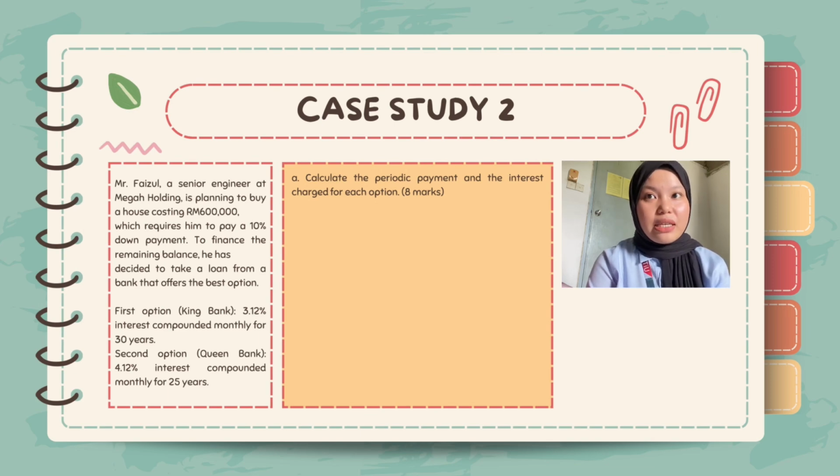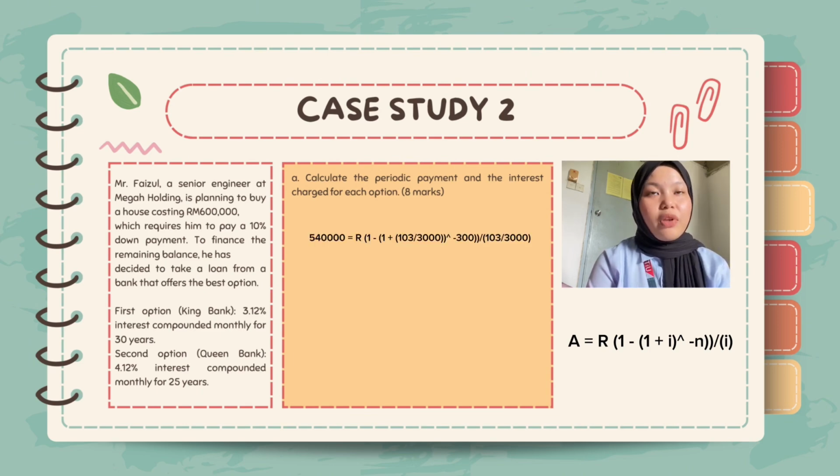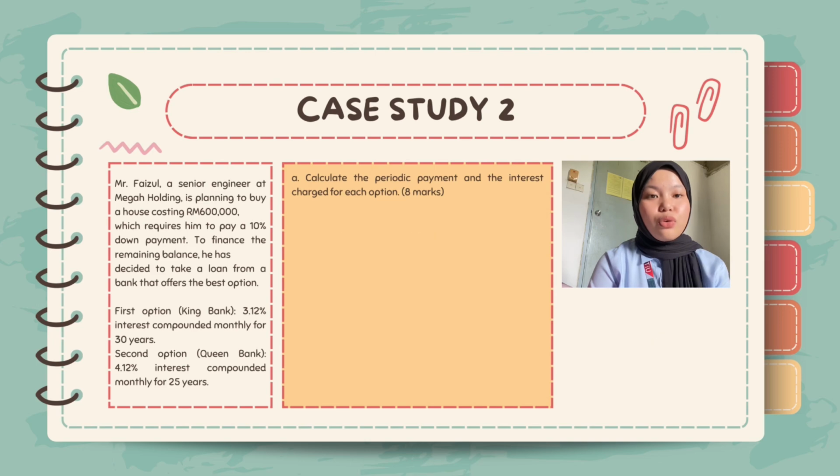For question A, calculate the periodic payment and the interest charged for each option. Periodic payment is R. To find R, we use the formula A is equal to R open bracket 1 minus open bracket 1 plus i close bracket to the power of negative n divided by i, close bracket. After that, you just enter the numbers into the formula and you will get the answer, which is 2,886 ringgit 23 cents.